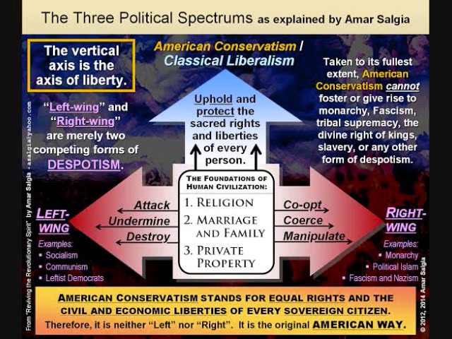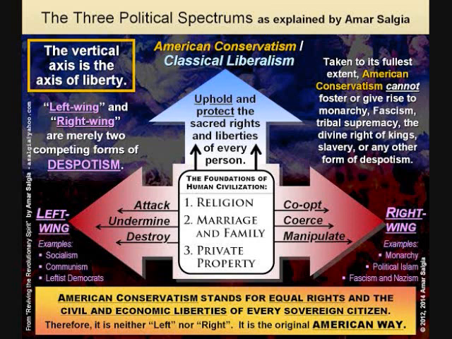And these terms right wing and left wing come to us from the French Revolution. The right wing approach, very briefly, is to look at those three foundational pillars of civilization and hijack them, to co-opt their religion, to coerce people into marriage and family, and to manipulate private property owners. And the left wing approach, which came about starting in the late 1700s in the French Revolution, but which was brewing over the course of three centuries before that, is the approach of looking at those same three pillars of civilization and destroying them, attacking, undermining, and destroying them. The ultimate goal of both the right wing and the left wing is to control society. So that's why it says there, the left wing and right wing are merely two competing forms of despotism.